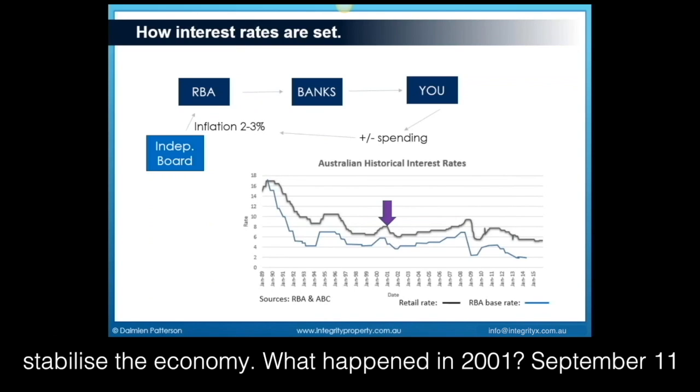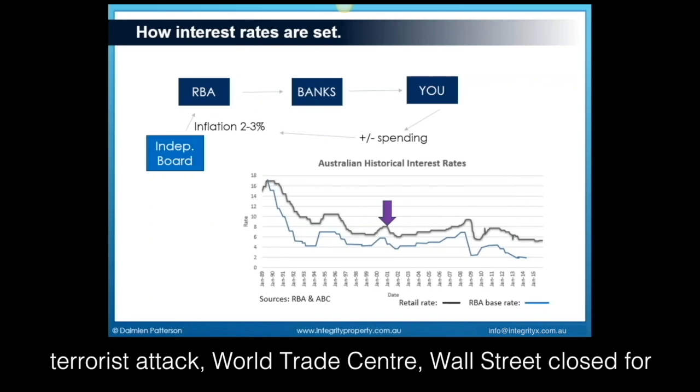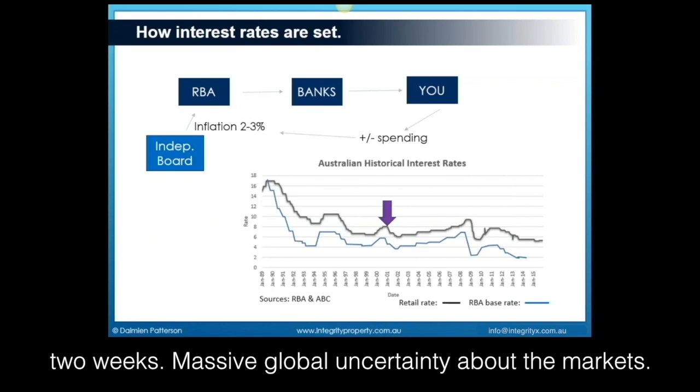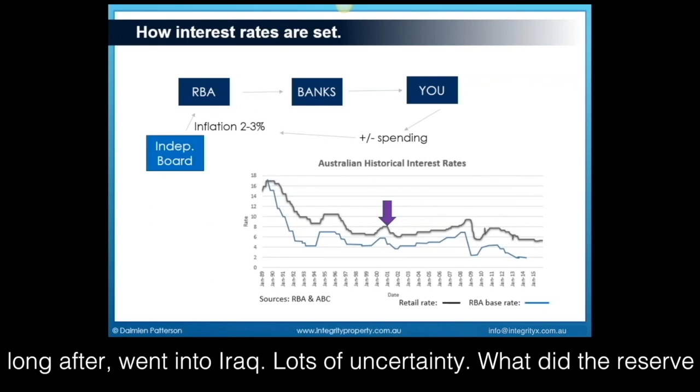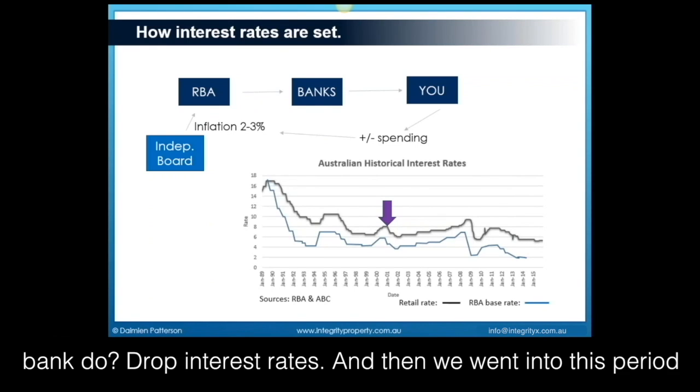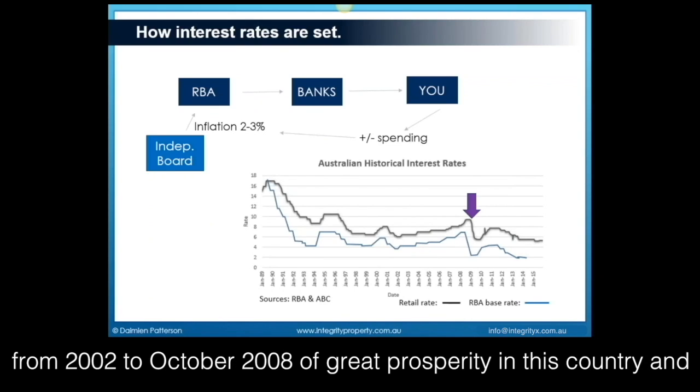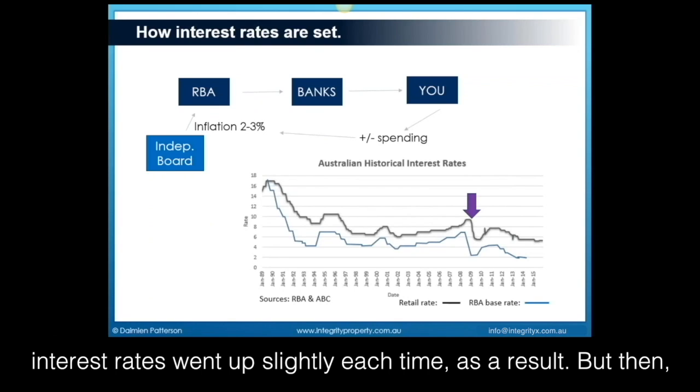What happened in 2001? September 11 terrorist attack, World Trade Center. Wall Street closed for 2 weeks. Massive global uncertainty about the markets. America invaded the Middle East, invaded Afghanistan, and not long after went into Iraq. Lots of uncertainty. What did the Reserve Bank do? Drop interest rates. And then we went into this period from 2002 to October 2008 of great prosperity in this country, and interest rates went up slightly each time as a result.